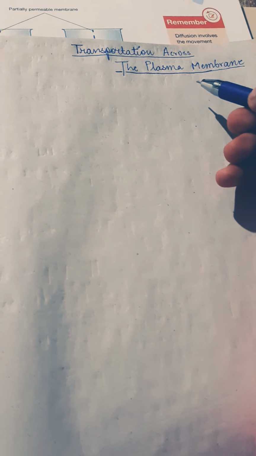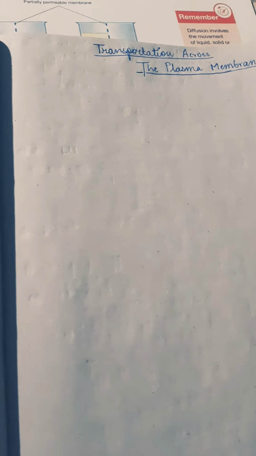Hi friends, today we are going to discuss the transportation across the plasma membrane. As we know, the plasma membrane is a semi-permeable membrane that enables the entry and exit of certain substances across it. So, certain transportation has to be there across the plasma membrane.